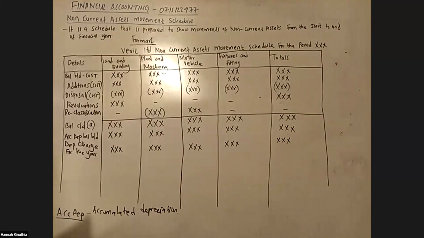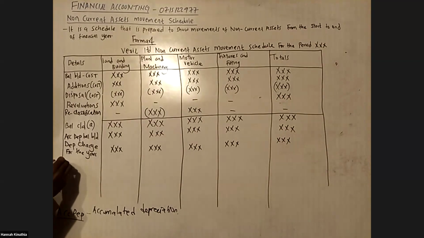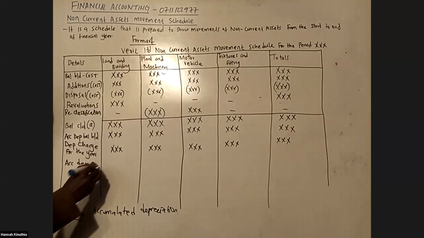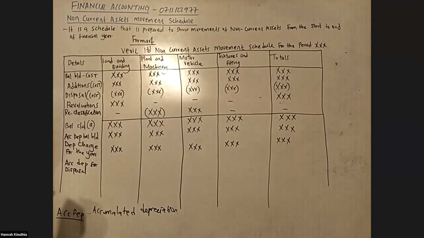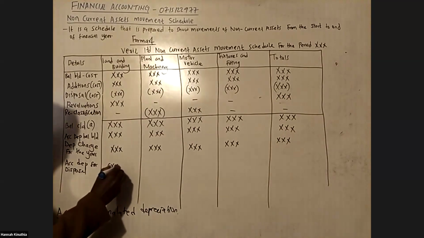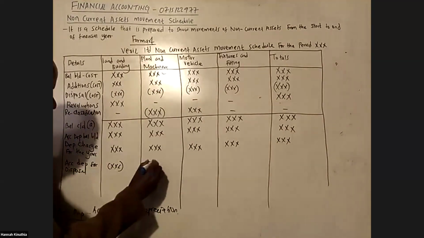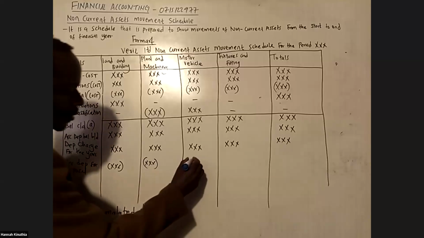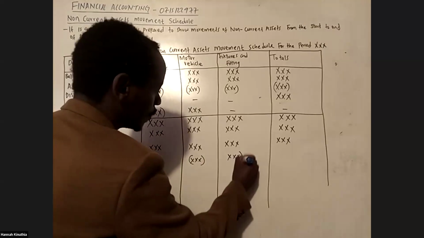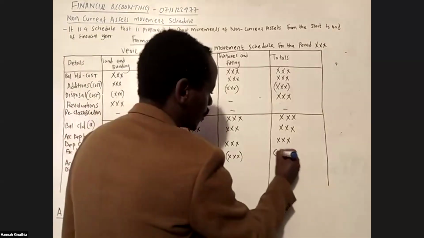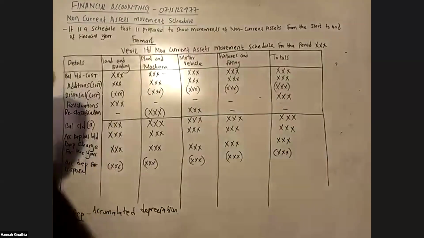So once you have the depreciation charge for the year, next is accumulated depreciation for disposal. This one you less. Accumulated depreciation for disposal. Then you shall get your figure there.